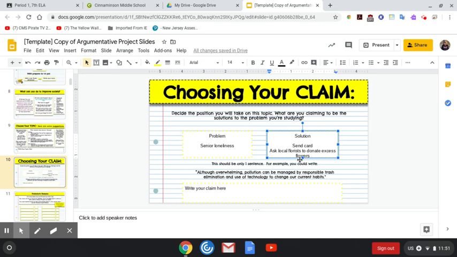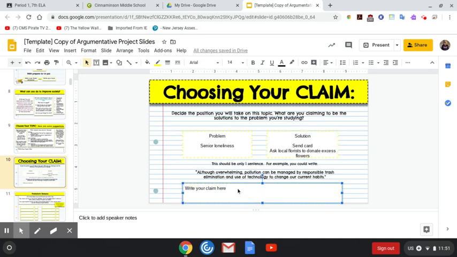So maybe what you would really be doing is sending a letter. You could do that as an example. And then again, your claim here is one sentence. It is a one sentence claim that identifies your problem and possible solutions.